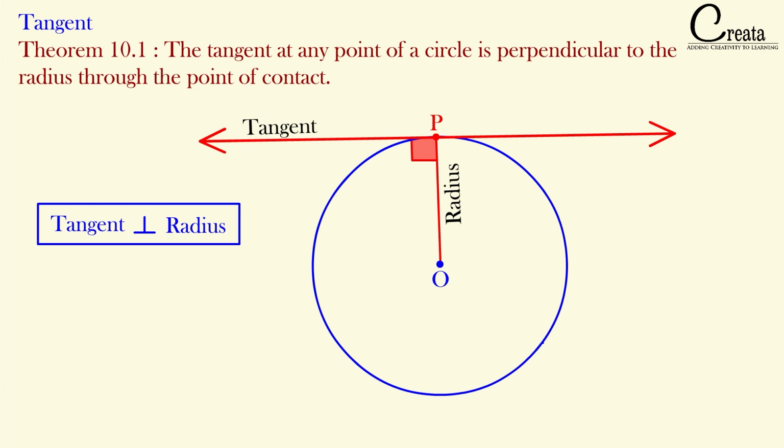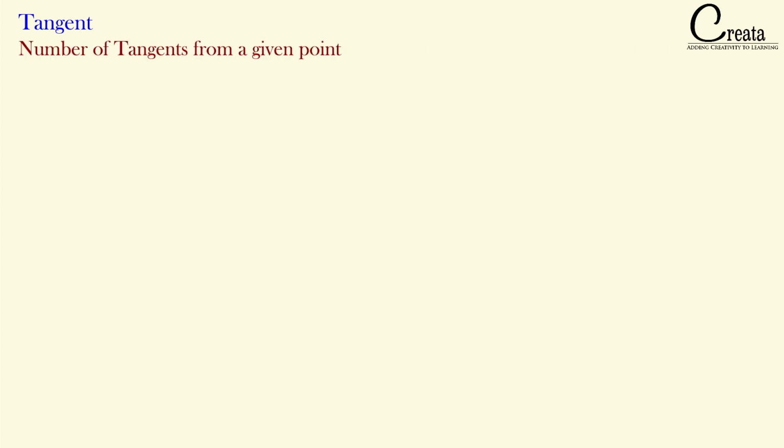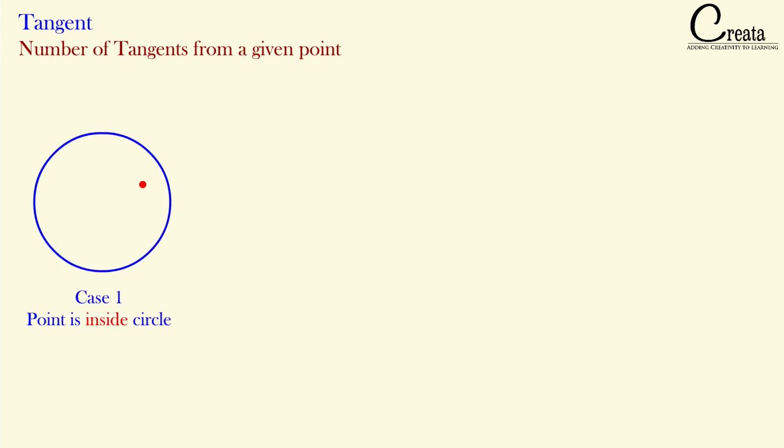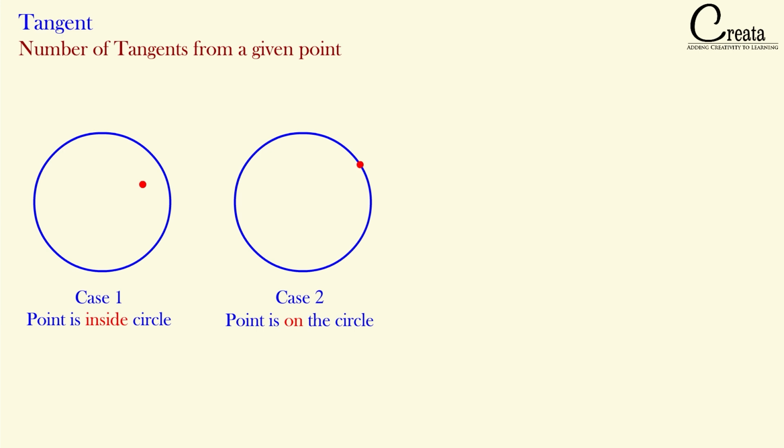Let's move to the next concept and see the number of tangents from a given point. In this concept, we will try to understand how many tangents we can form from a given point to a given circle. We will check out three cases. In the first case, the point is inside the circle. In the second case, the point is on the circle.